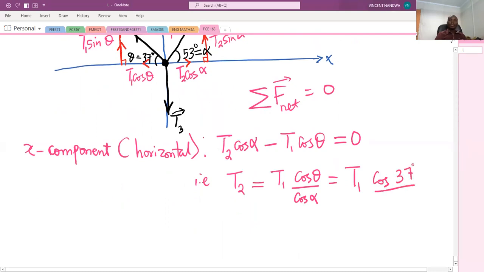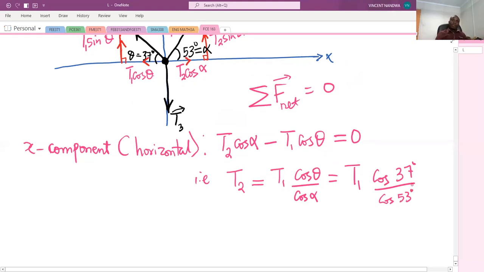So it is the same as T1 cosine of theta, which is 37, and then cos of alpha, which is 53 degrees. Which you can actually simplify: cosine of 37 divided by cosine of 53 is 1.327. So we'll have T2 equals 1.327044822 T1. So we call this one equation 1.